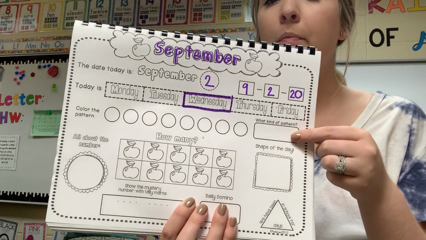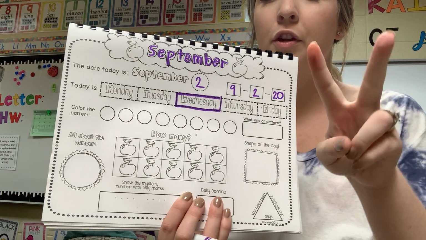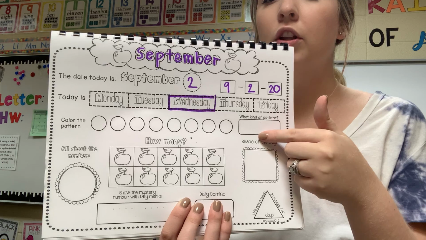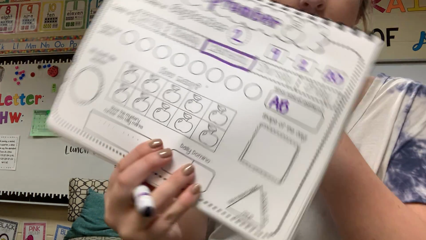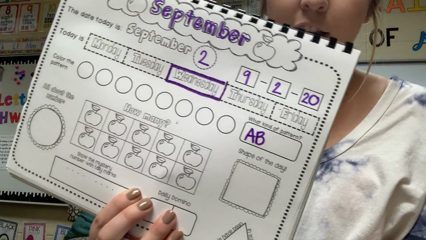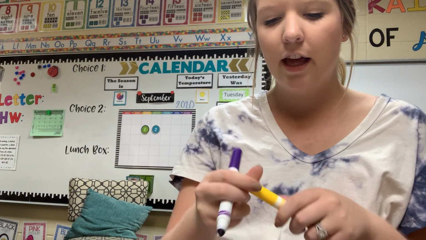Now it's time to make our pattern. We know that we're going to be using 2 different colors. So that's called a what type of pattern? AB. So I'm going to go ahead and put AB in that box because I know that that's what type of pattern we're going to make. AB. And the colors that I'm using for my pattern today are purple and yellow.